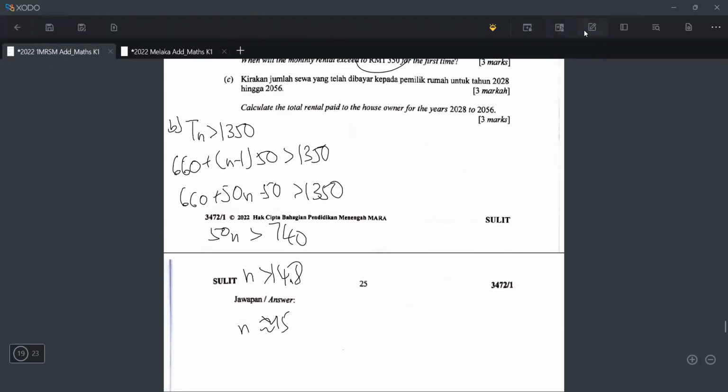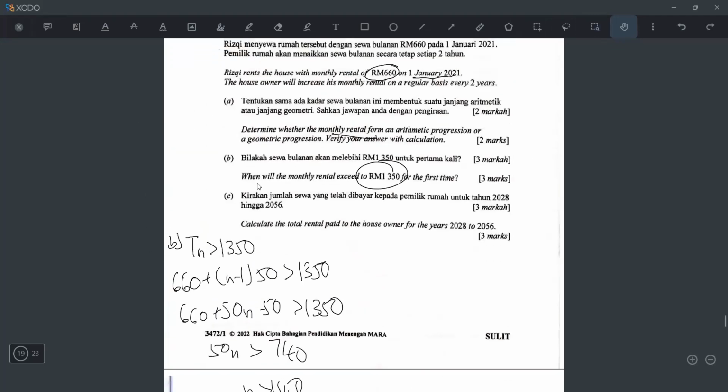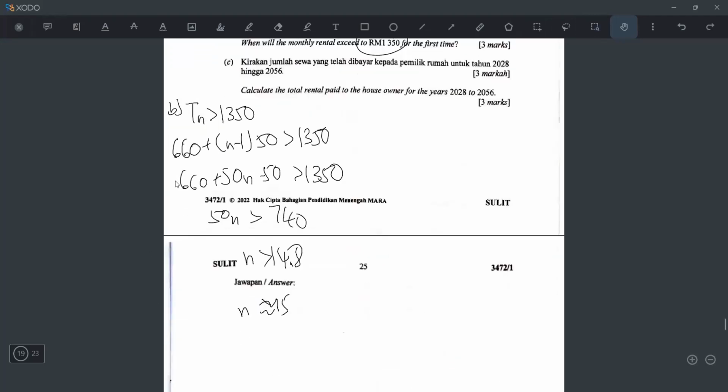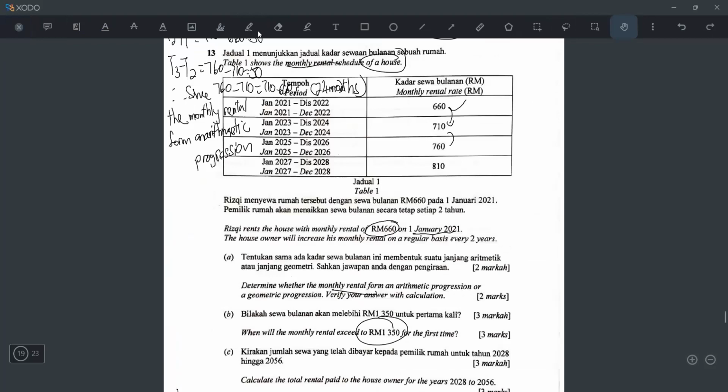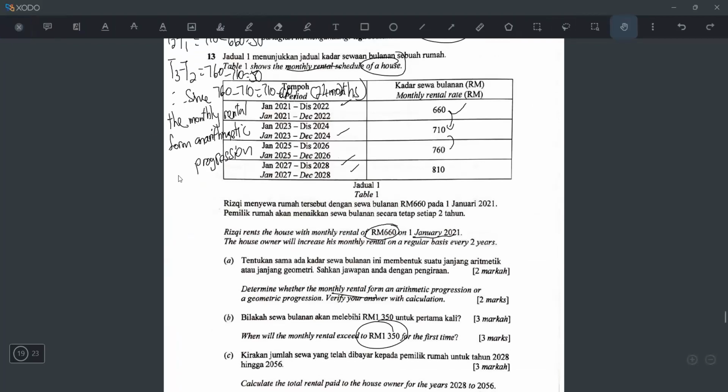Okay, but what does the question ask for? Let's read carefully. They asked when will the monthly rental exceed. So I cannot just stop here. I cannot just write this. I have to write in the date for them, because the date is like that, the period. So I should write it like this also. So the n I got is 15, right?